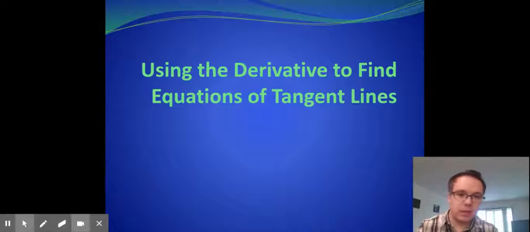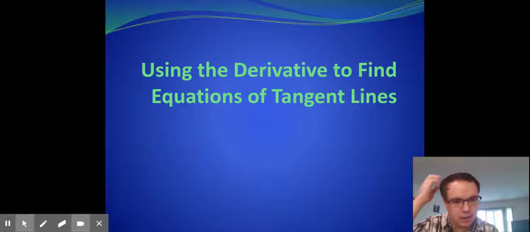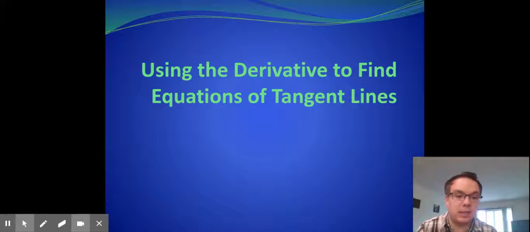The last thing we're going to do in pre-calculus this year is we're going to use our derivatives to find equations of tangent lines. We did this at the end of the last chapter for limits when we used the definition of a limit for our derivative. Now we're actually going to use our derivative rules to do the same thing. So today we're going to be given an equation and a point, and we're going to find the equation of the line that is tangent to that curve at that point.